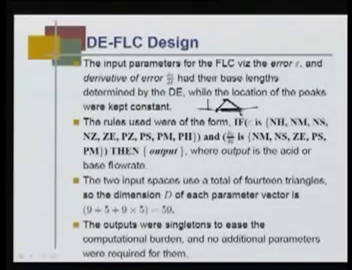The rules used were of the form: if error is either negative high, negative medium, negative small, negative 0, 0, positive 0, positive small, positive medium, positive high, and the derivative of the error is negative medium, negative small, 0, positive small, positive medium, then output, where output is the acid or base flow rate. So, you see that the rule base size has to be 9 into 5. So, 45 rules.